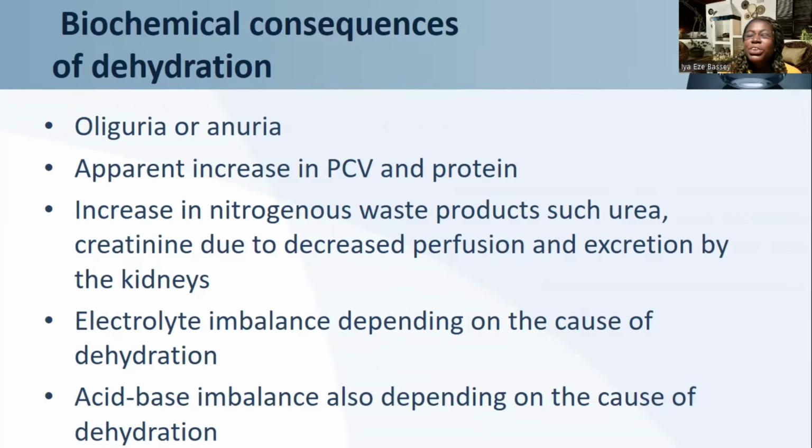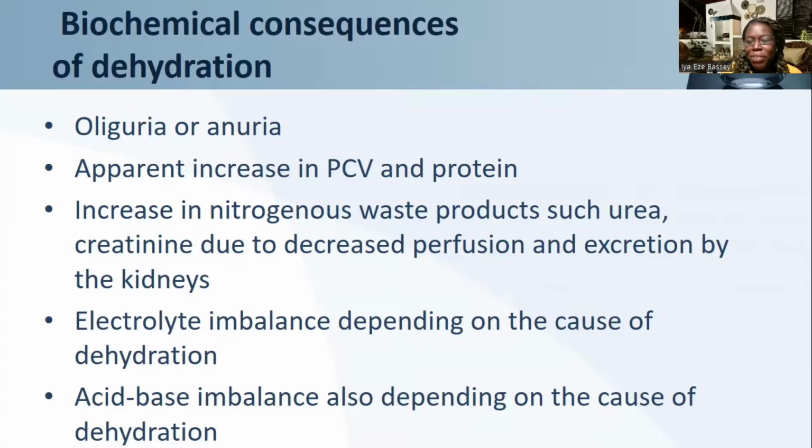And because your kidneys are not filtering and getting rid of waste, you will have accumulation of nitrogenous waste products in the body, such as urea, such as creatinine, because your kidneys are not being perfused. The filtration is not occurring as it should, excretion is not occurring as it should. So you have accumulation of these things in the body. All right, so if you were to measure urea, you were to measure creatinine, those levels will be high.